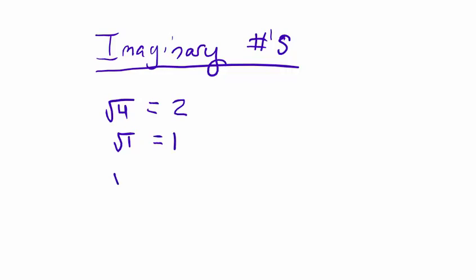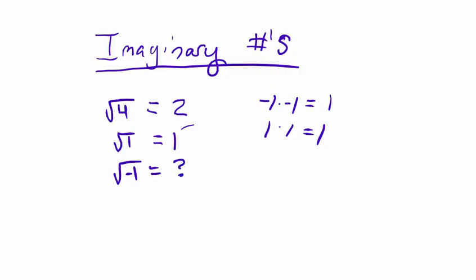But what if I said, what is the square root of -1? Some of you may say -1, but what's -1 times -1? Well, negative times a negative is a positive. So -1 can't be the square root of -1. If I said 1, well, 1 times 1 is still 1. So it can't be 1. And in fact, you can't take the square root of a negative number.